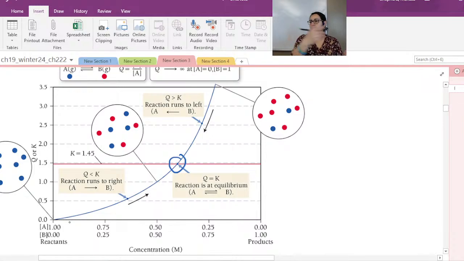and then we have to say, okay, are we losing reactants and making more products like over here? Or are we above the K and then we're going to be going in the reverse direction? And then that's where you know which one's negative x and which one's positive x.